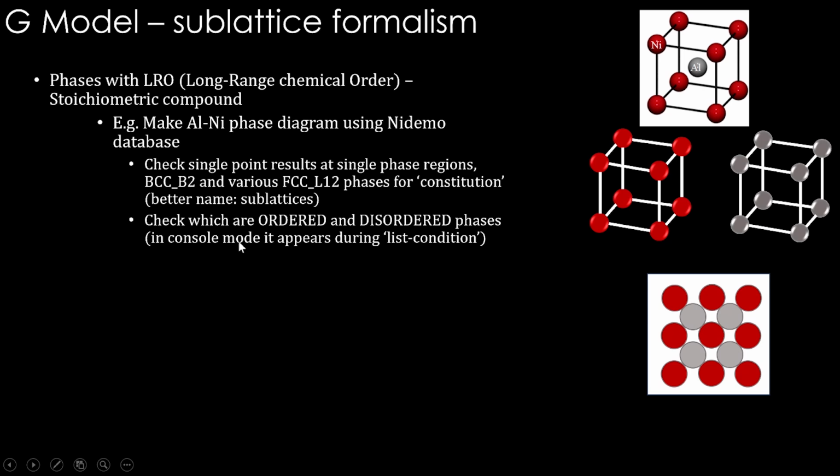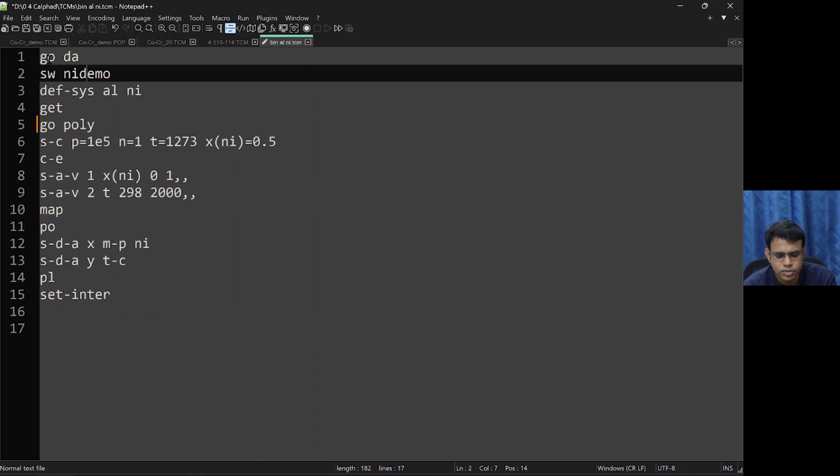If we use console mode, it appears after this list condition syntax. Okay, we can do that and check. So after opening Thermo-Calc, I am opening this file. This file is a macro file that I generated some time ago for plotting the AlNi phase diagram using the nickel demo database. So you can understand the syntaxes. When I type go data, I go to the TC default FE demo database. From there I can switch to the nickel demo database, where I can define the system, aluminum and nickel. These two elements are there in this database. That's why we are using this. Then type get to retrieve the data.